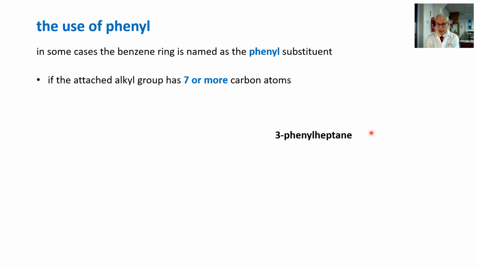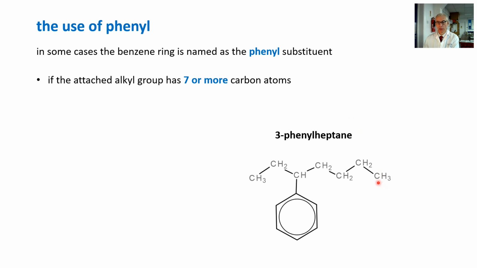Continuing, here is the structure of 3-phenylheptane. So we have a parent molecule 1, 2, 3, 4, 5, 6, 7. So there's our heptane, and on the 3rd carbon in the chain we have a benzene ring attached, and we name that as a phenyl. So just as methane becomes methyl, benzene becomes phenyl.